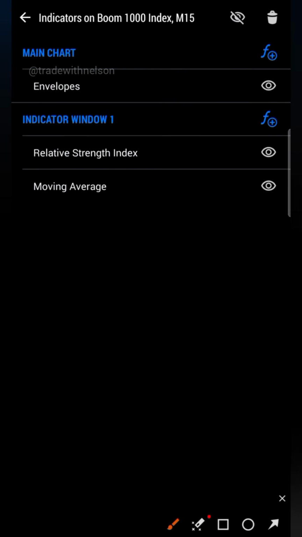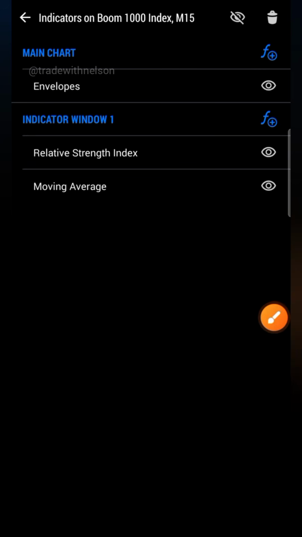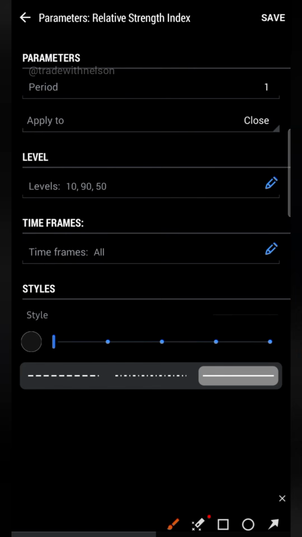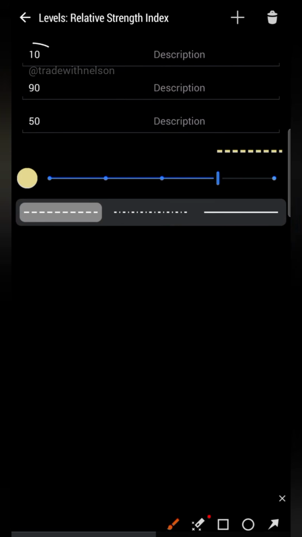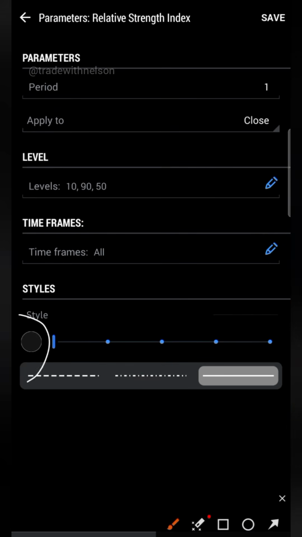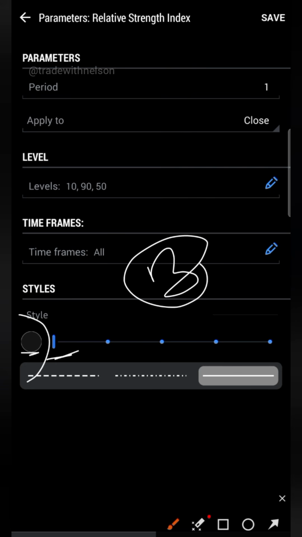For the next indicator, which is the relative strength index, click on the F icon on the main chart and search for your relative strength index. Make the period 1, apply to close. For the levels, click on this pen icon over here, make it 10, 90, 50, color of your choice, make it 4 pixel. And for the star over here, we don't really need it, make it the color of your background. You can see that my own is black. I make it black, color of your choice. After that, you click on save.